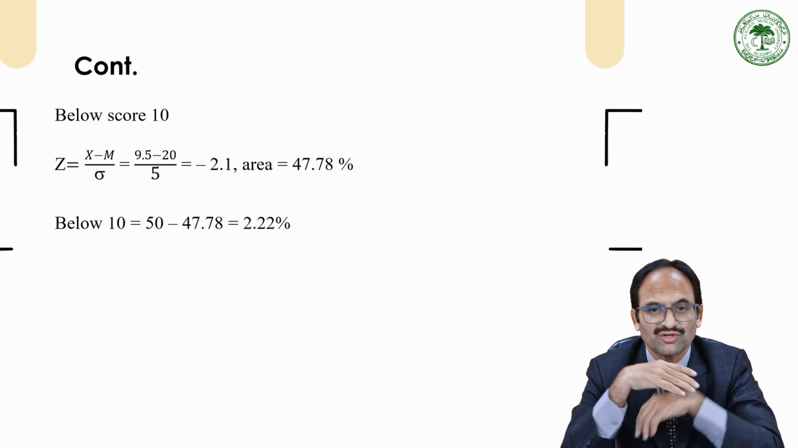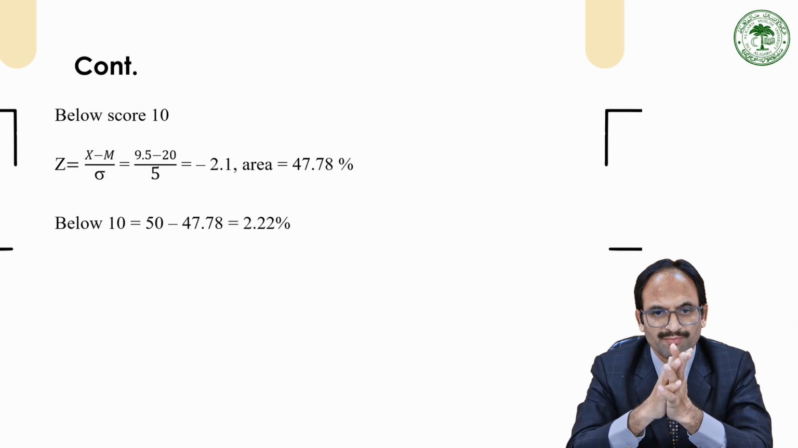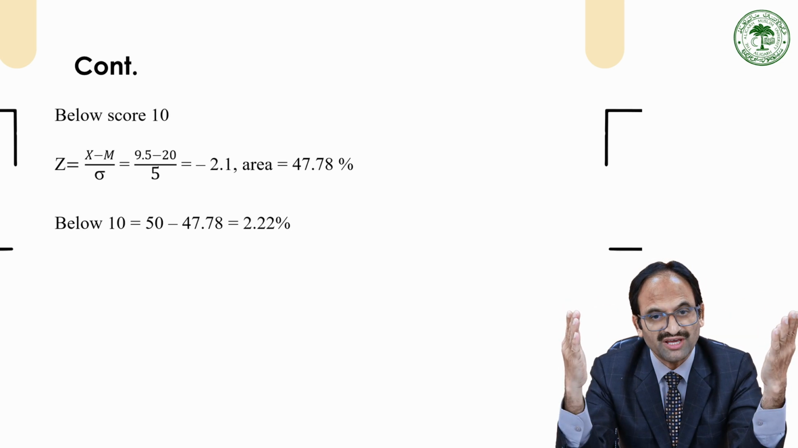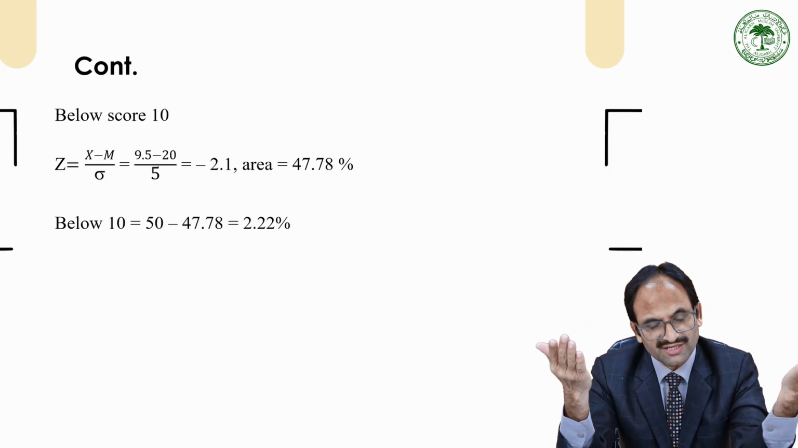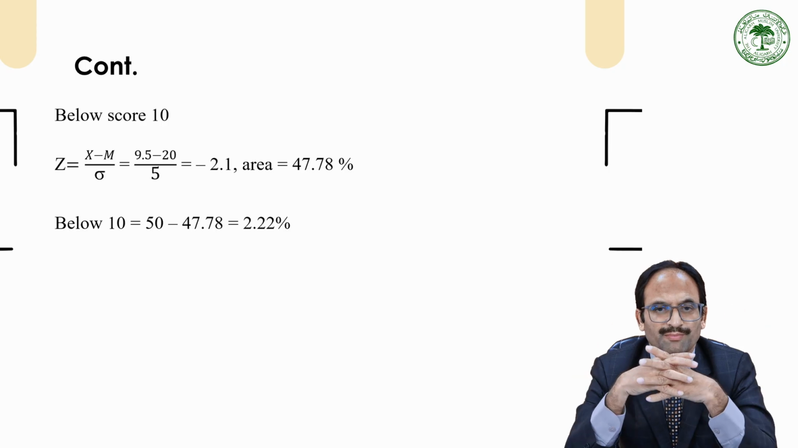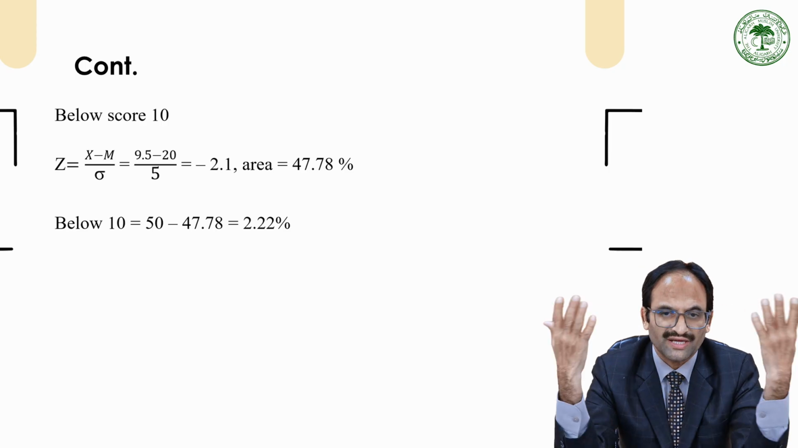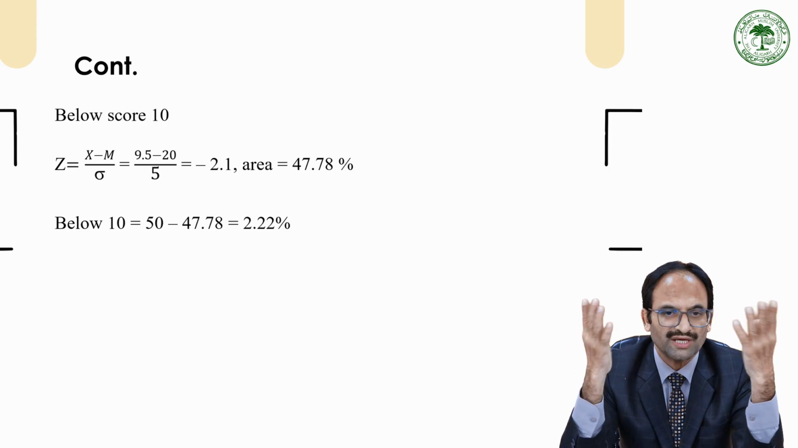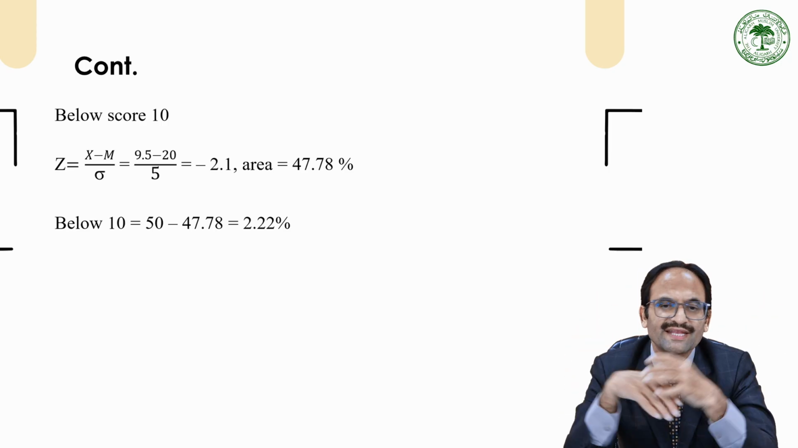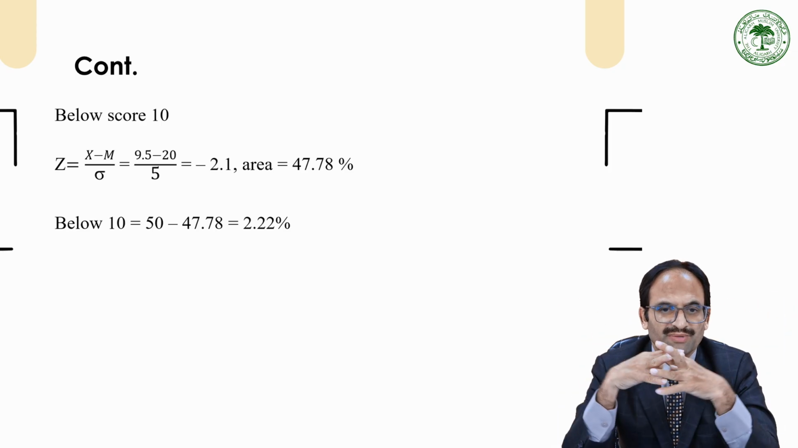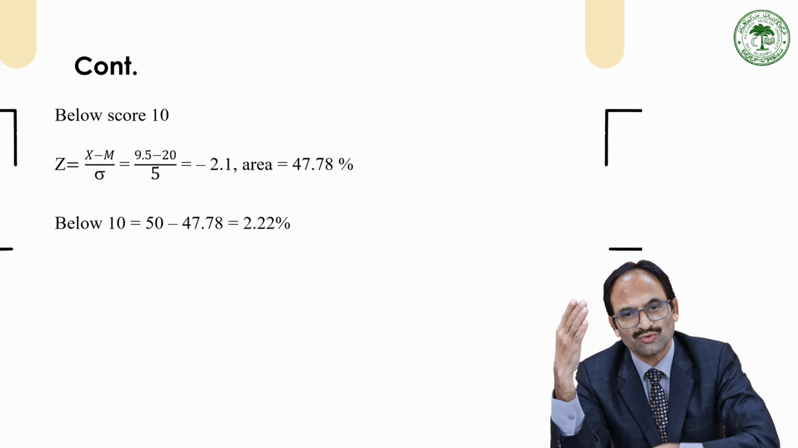What percentage of cases lie below the score 10? Here it's very simple. Below 10 means you will take the score 9.5. So you convert it into z-score: 9.5 minus mean, that is 20, upon sigma, that is 5. You will get the z-score. Accordingly you consult the table, find out the area, and whatever area you are getting, subtract from 50. So you will get the percentage of cases which is below the score 10.